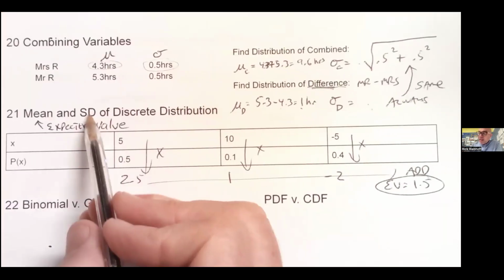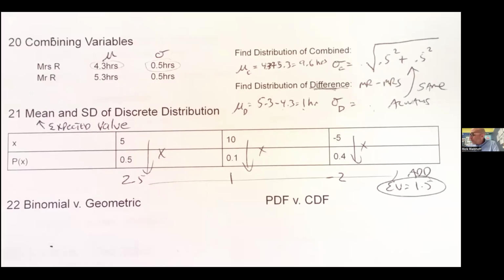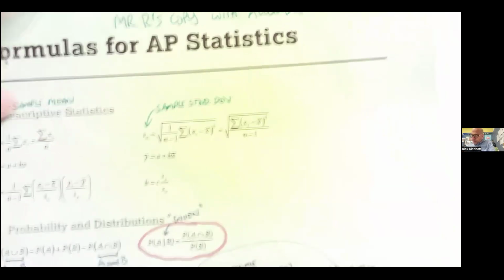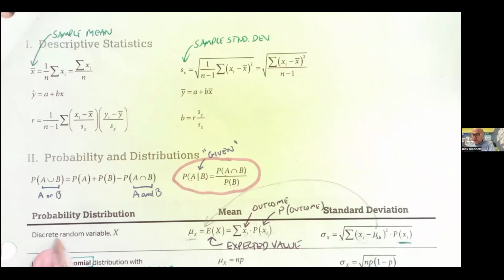To find the standard deviation, I believe there's a formula for it on your green sheet. Let's grab our green sheet here. Where is it? I know it's on here somewhere. Right here. There we go. So discrete random variable x, there's what we just did to find the expected value. This is it: we take the mean, we subtract it from each individual output, we square that, and then we multiply by the probability, and then we square root it.